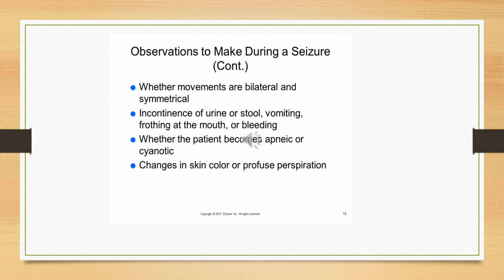These are just more observations that you could potentially make during the actual seizure, to determine what type of seizure, like we said, is it one side, both sides? Are they incontinent of urine or stool? Are they vomiting? Are they apneic or cyanotic? Obviously, if they're cyanotic, that's the issue. If we're in the hospital, once the seizure's over, we can have some oxygen ready for that patient as well. Are there changes in the patient's skin color? Are they perspiring profusely? We want to make note of all these things, and we want to document these things as well once the seizure is over and the patient is safe.